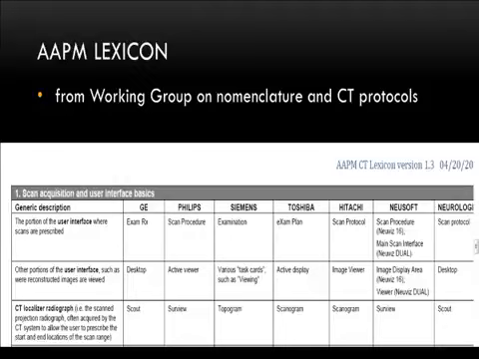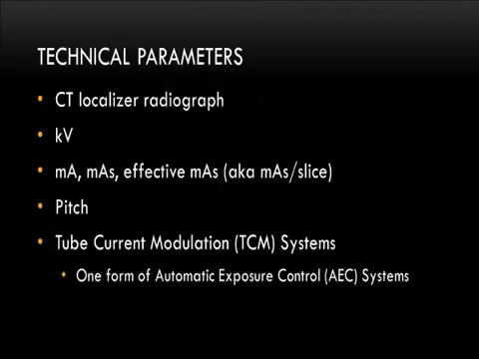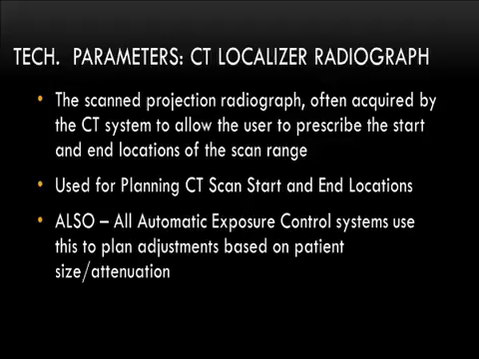Okay? So I'm going to go through just these parameters. The CT localizer radiograph, that was that bottom line, the Scout or Topogram or Surview. kV, mA, mAs, effective mAs. I bet some of you have some questions about this. We'll talk about pitch and whether it does or does not decrease dose. And finally, just a few words about tube current modulation, just to introduce the concept. Mark Stepanich is going to go through it in much more detail, but I'm going to introduce just a couple terms there.